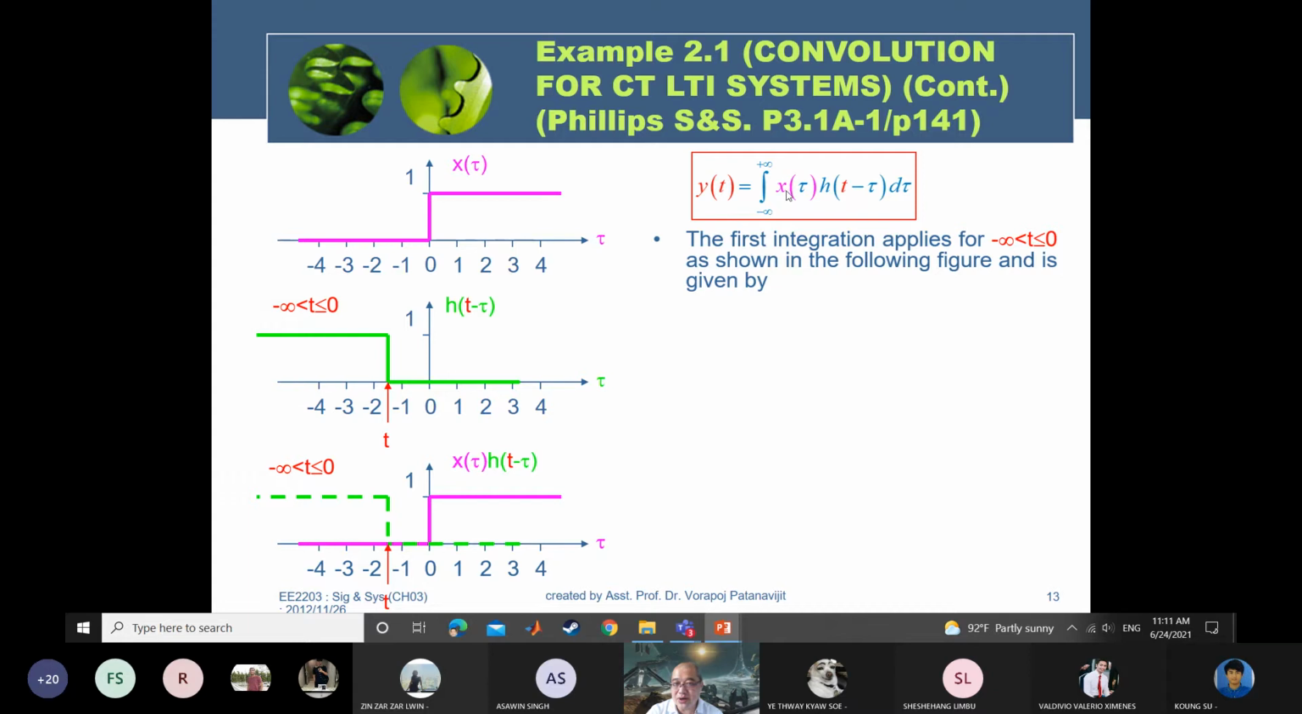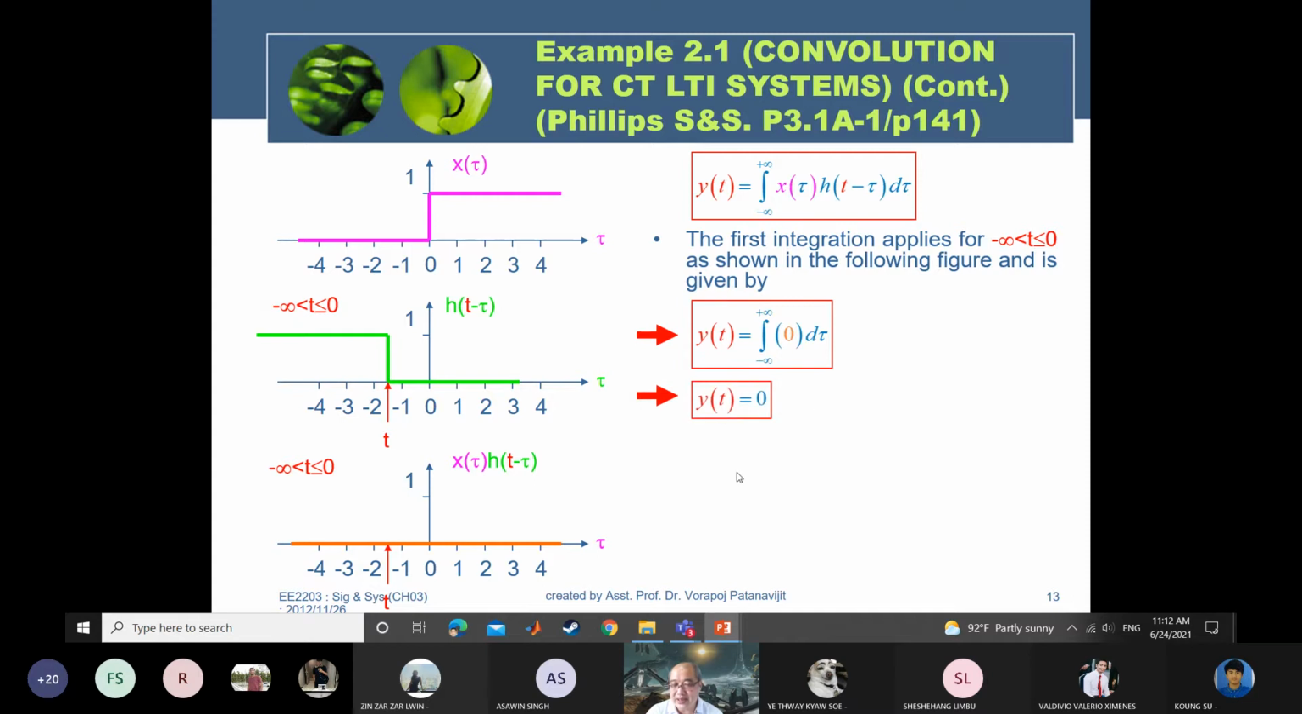Now after you plot them, you can see that x(t) is the pink graph and h(t) is this graph. You multiply the two graphs first before you integrate them. For time less than 0, the pink equals 0, and 0 multiplied by anything gives 0. For time greater than 0, the green equals 0, and 0 multiplied by anything gives 0 too. Therefore, the whole graph becomes 0. If it becomes 0, integrating 0 gives you 0.